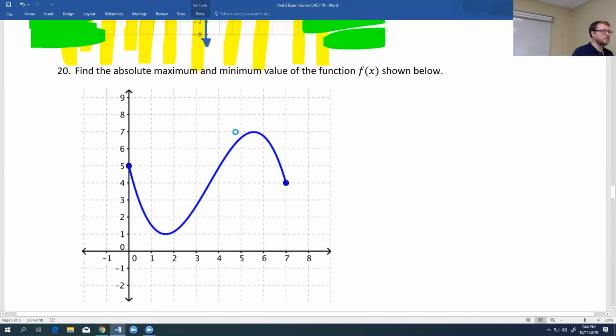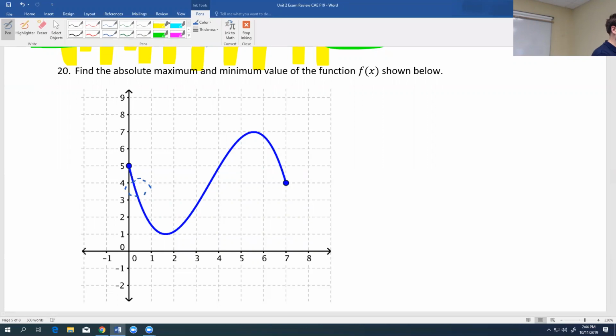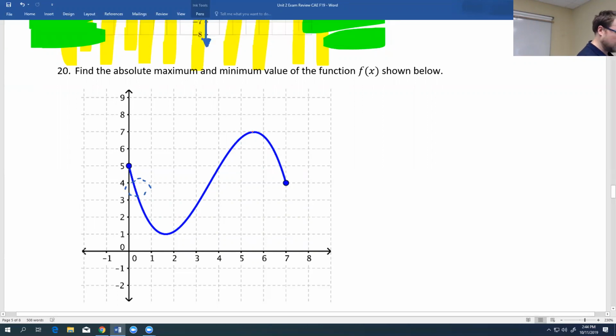Okay. Find the absolute maximum and minimum value of the function f of x shown below. So when they say absolute, remember earlier I was saying for the local, you just look in a local area. If you're doing the absolute, you're looking everywhere where the function is defined. So is there an absolute biggest y value? 11/2 and 7. Right, good. So either 11/2, 7, or you could say 5.5 is our absolute max.